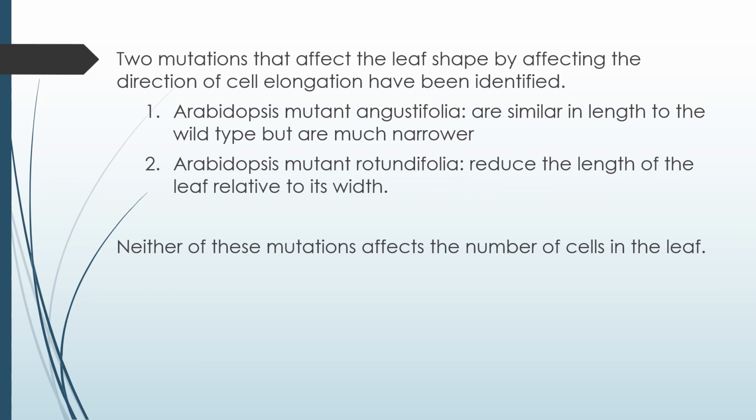So, two mutations that affect leaf shape by affecting the direction of cell elongation have been identified. The first one is the Arabidopsis mutant angustifolia, which is similar in length to the wild type but much narrower. When we say wild type, guys, that's the natural or normal form. But with angustifolia, the length is the same as the wild type but much narrower.